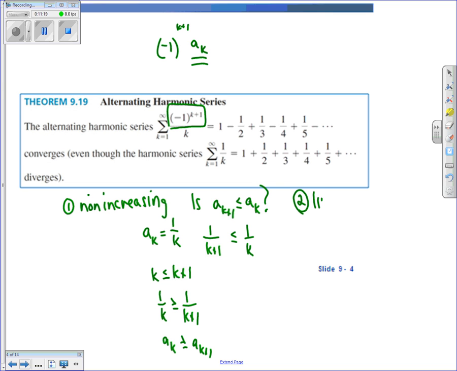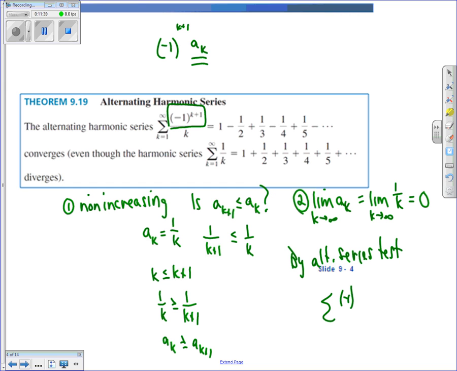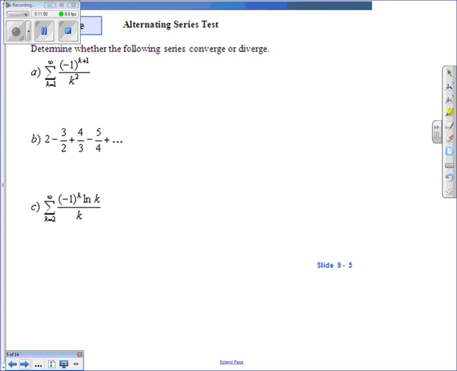Condition 2, what about the limit of the a sub k's? Does it go to 0? Well, as k goes to infinity, we've got the limit of 1 over k, and clearly that does go to 0. So we would say by the alternating series test, the sum of minus 1 to the k plus 1 over k does converge. Met the two conditions.